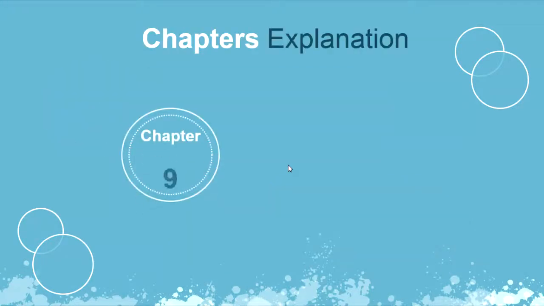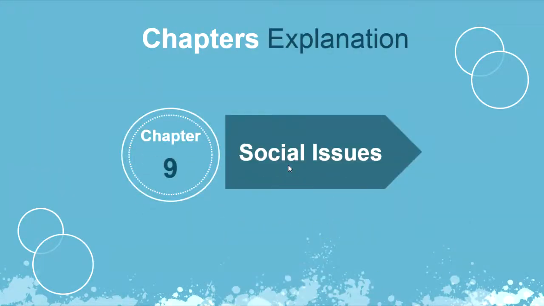And next is chapter 9, social issues. It's the most difficult chapter, I think, because this chapter explains social issues in general, like crime and war and many other social issues, in basic terms and basic vocabulary.